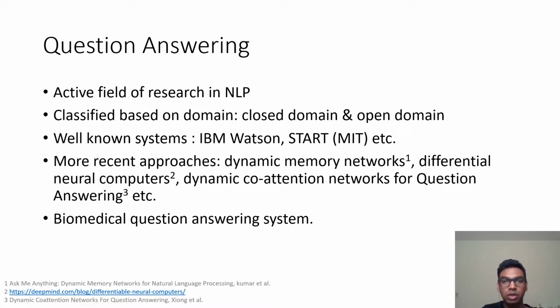Another system is differential neural computers. These systems have an external memory and a controller that can go through the various facts that the system stores in memory and then do reasoning on top of that. The system was shown to be able to answer questions given a graph of a city. Another type of question answering system is the dynamic co-attention network. This system has what they call a co-attention mechanism. It combines a representation of the question with a document, and then feeds this co-attention output into an LSTM or a recurrent neural network, and then it can go over the set of facts multiple times to arrive at an answer through transitive reasoning.